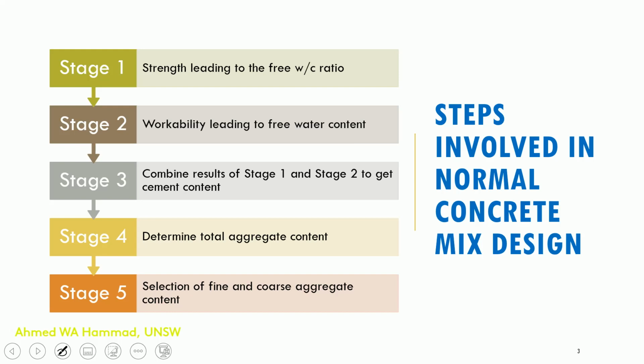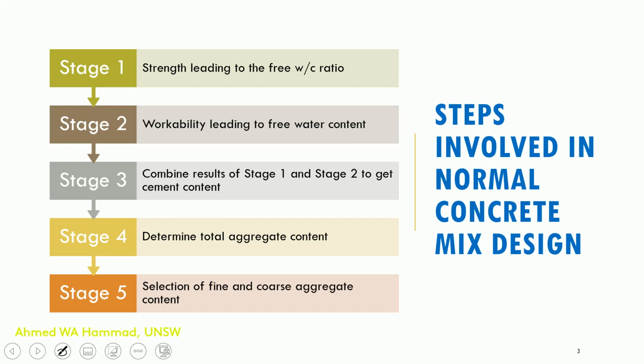The process in itself can be summarized in these 5 main stages. Stage number 1 involves dealing with the strength of the concrete mix, and that leads us to the free water to cement ratio. Once we have the free water to cement ratio, we're able to move on to stage 2, where we look at the workability of the concrete, and that would determine the free water content.